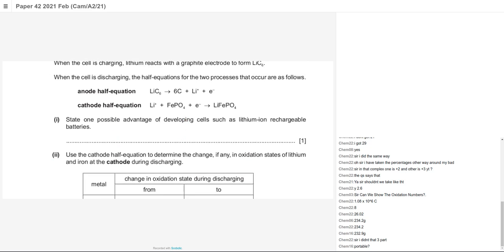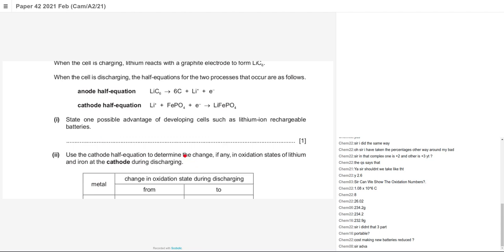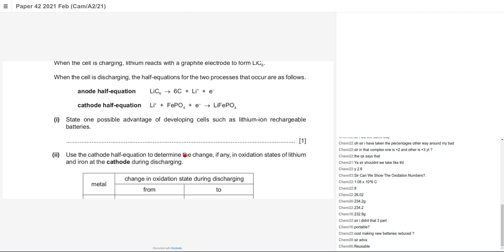Portable also is not a good option because most of the cells are portable. Even the huge nickel cadmium cells itself is portable, right? But it's heavy. But say lighter, takes less space. Lighter, less space. Those are better answers.